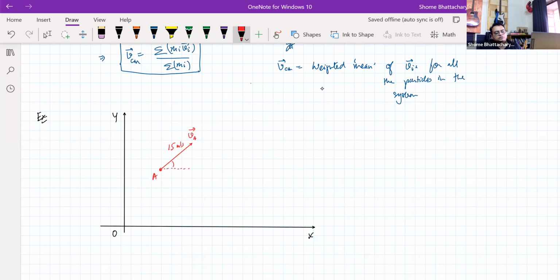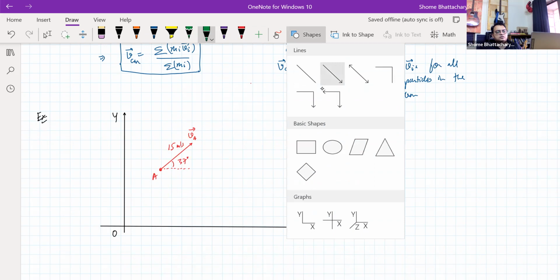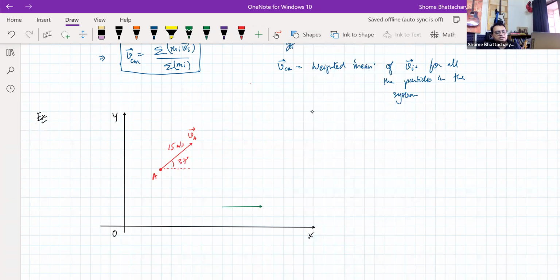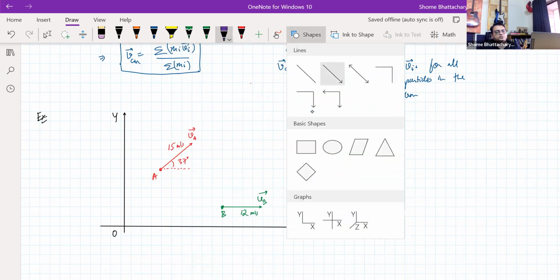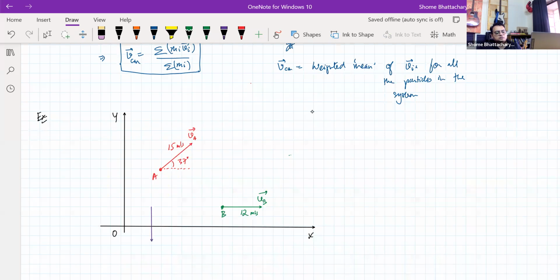So that angle of 37 degrees with the x-axis like this. Let's say we have another particle which is moving like this. This is particle P. It's moving at a velocity of 12 meters per second. And finally, we have another particle C, which is moving along the negative y-axis like this at a magnitude of 10 meters per second.